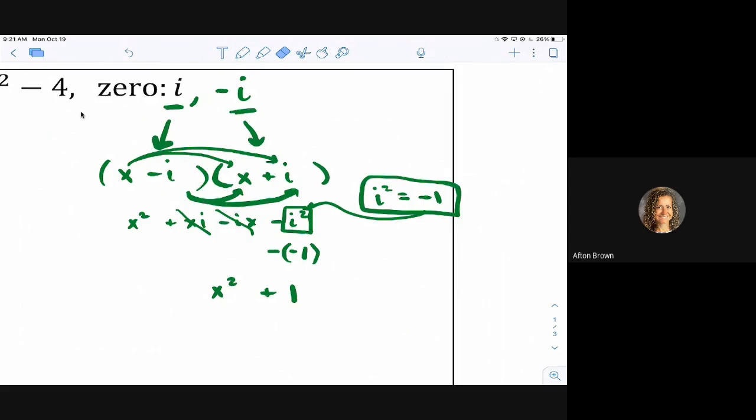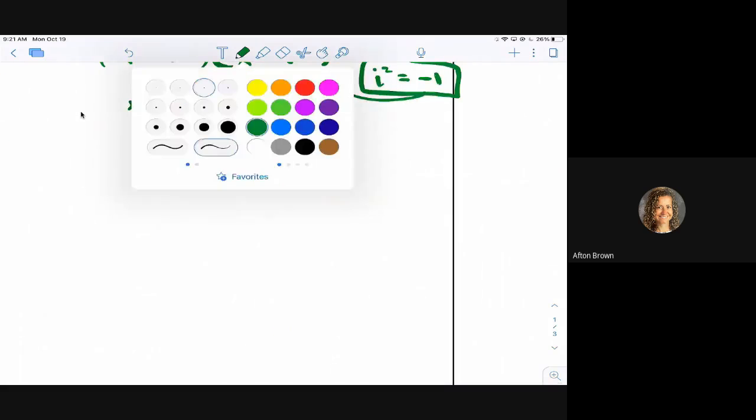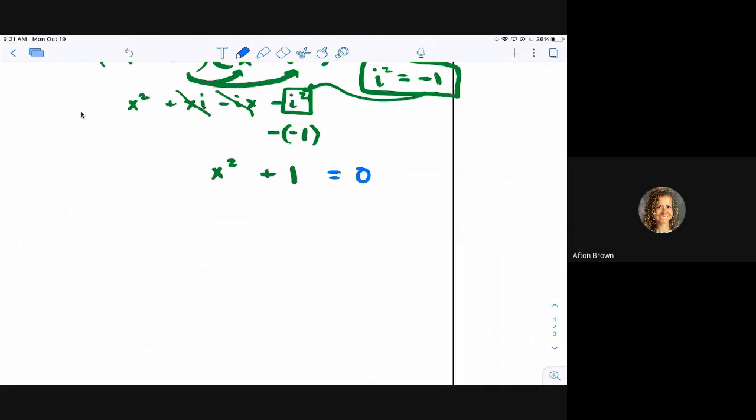Okay, now just to re-emphasize this, you don't necessarily have to write this on your paper, but I'm going to show you why this matters, like what it is that we just found. We just found the quadratic that gives us zeros of i and negative i. So if I had asked you to find a zero, you would take this and set it equal to 0. In this case, I would use square roots. I could minus the 1, and I'd get x squared equals negative 1.